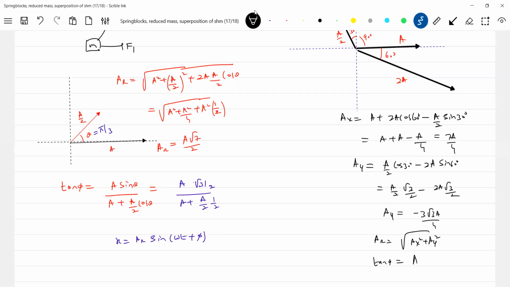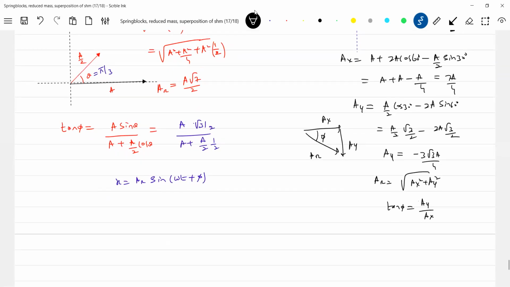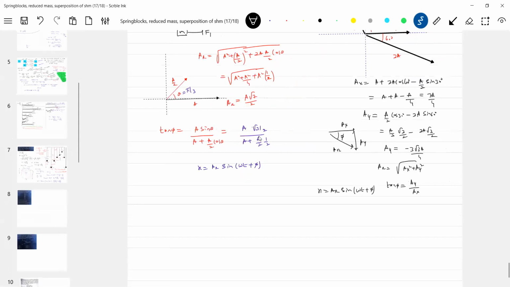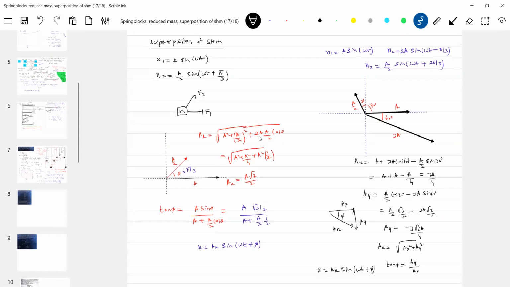Tan phi is equal to the AY component by AX. Actually, the resultant diagram will be like this: AX and AY will come here, the resultant amplitude AR, and this is phi. So what is tan phi? AY by AX. Then what is the equation of SHM? X is equal to AR sine omega t plus phi. Okay, this is mere mathematics. Just a student must have an idea. That's all. So this is called superposition of SHM.